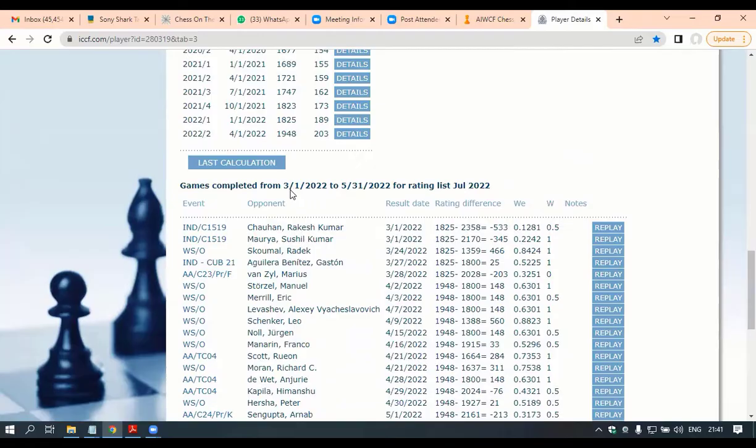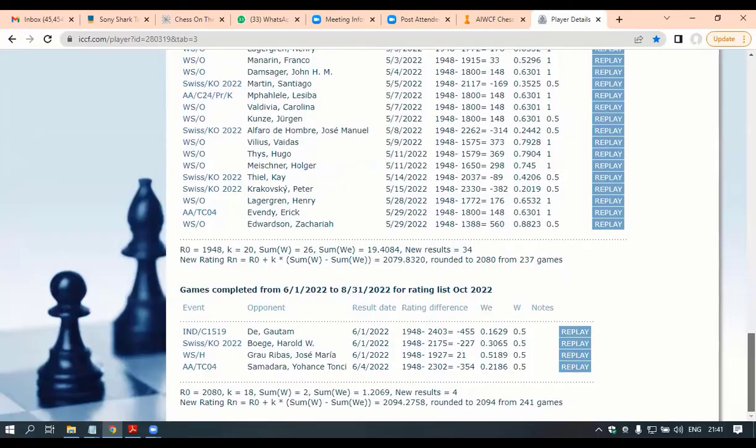Now from 1st January till 31st May, this rating will be published on 1st July. See my rating, because I have won some games and drawn some games, it becomes 2080. It is very difficult to reach a 2000 rating. Then for the October list, because the 2000 list is closed, I cannot see it here, but it becomes 2187.